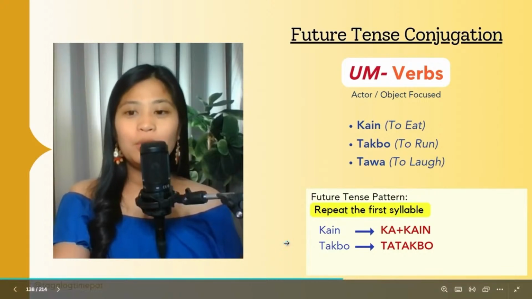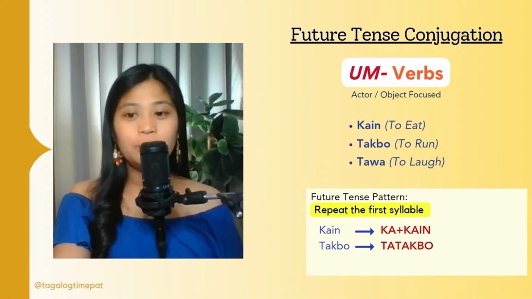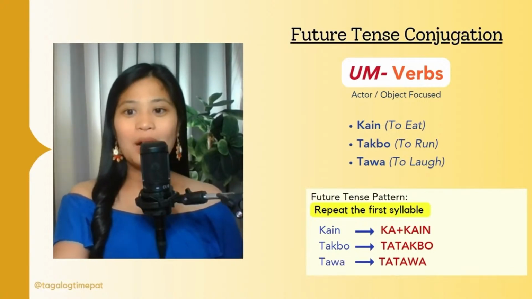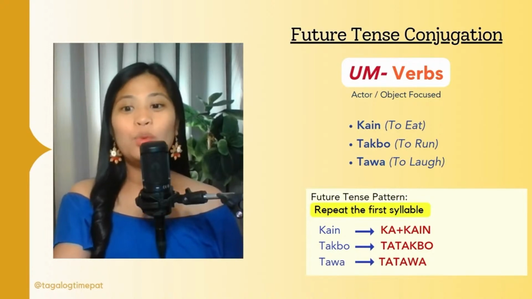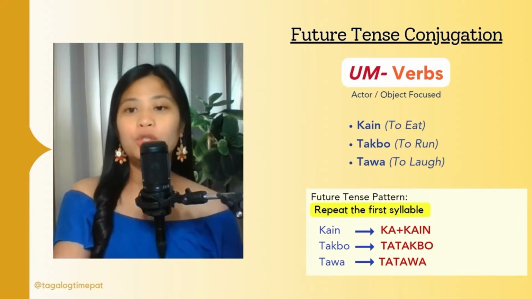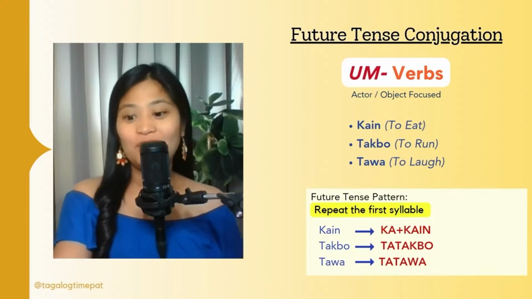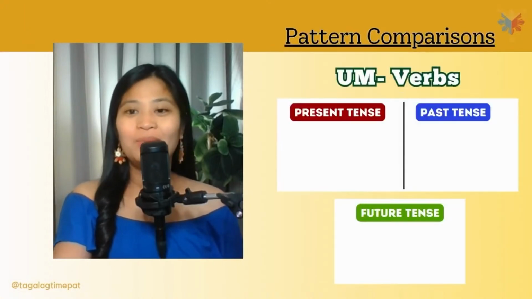You give it a try. What do you think? Tawa, to laugh, will be in the future tense. All right, tawa will be tatawa. Tatawa sila, they will laugh. So you're just repeating the first syllable for the future tense conjugation of um verbs. Very interesting. They just dropped the um altogether.